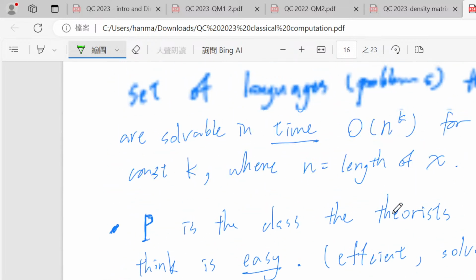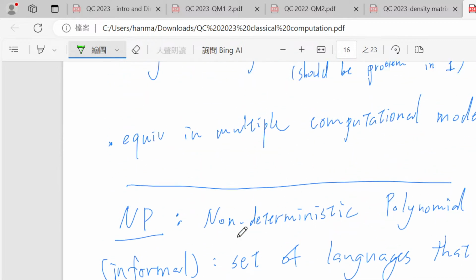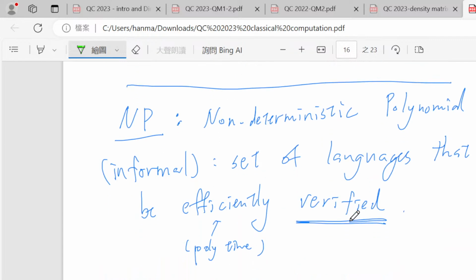And so that's P, and maybe the most famous complexity class is NP. It stands for non-deterministic polynomial time. The non-deterministic part is really weird.